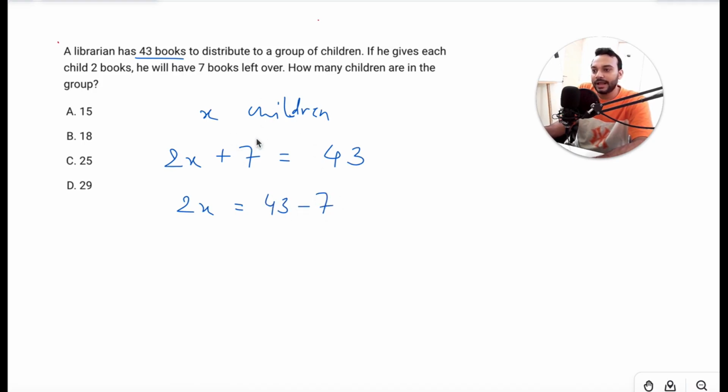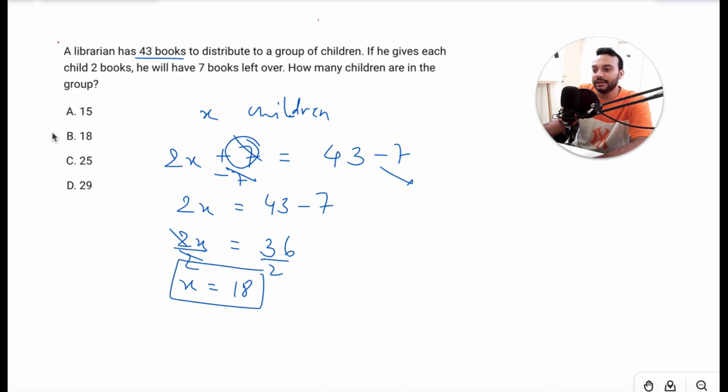What did I do? I just transposed this to the other side, so it becomes a negative sign. What else can you do? You can simply subtract a 7 on both sides. So if you subtract a 7 on both sides, this 7 would get cancelled. So 2x is equal to 43 minus 7, which is 36. 2x is equal to 36. X is equal to, divide both sides with a 2. This 2 gets cancelled. 36 over 2 is 18. X is equal to 18. There were 18 children in the group. Let's go ahead to the next question.